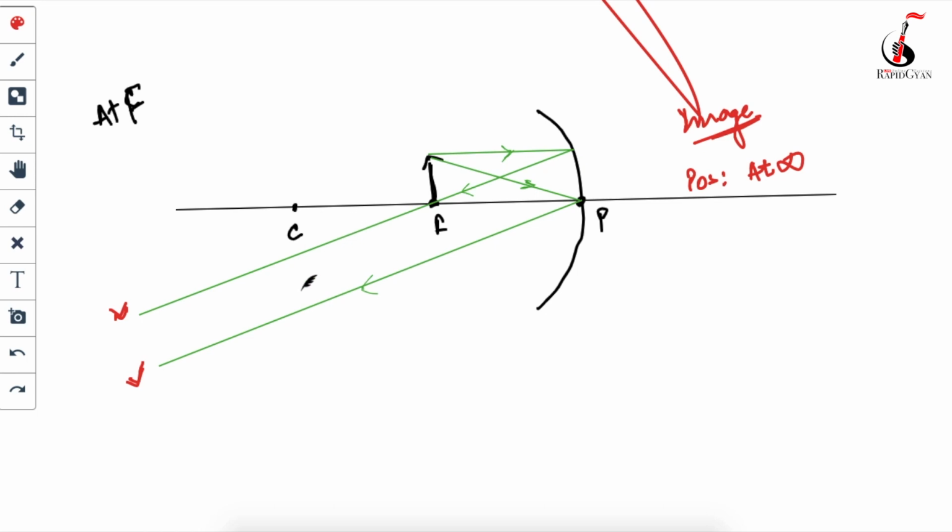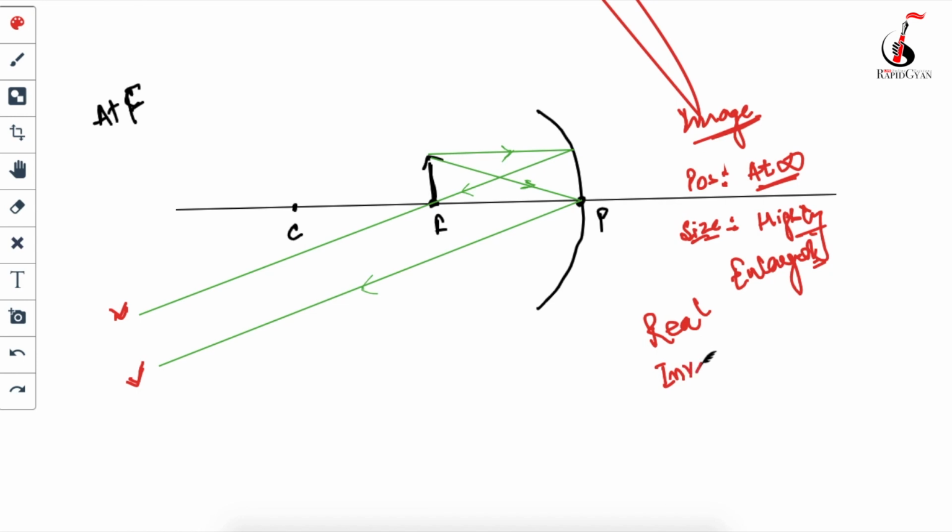Of course these two rays are real. Now next thing, what will be the size? Size will be highly enlarged. When they meet at infinity, the size will become highly enlarged. You can write it highly, H-I-G-H-L-Y, enlarged. Now next, of course, it is going to be real, because these two rays are going to cut each other at infinity, and that will be inverted.